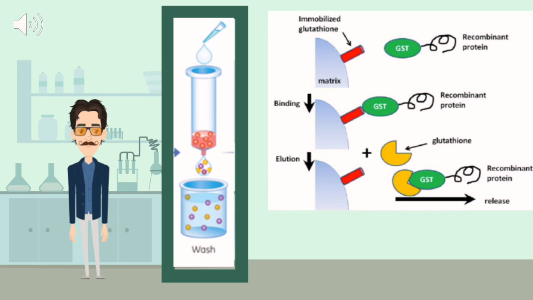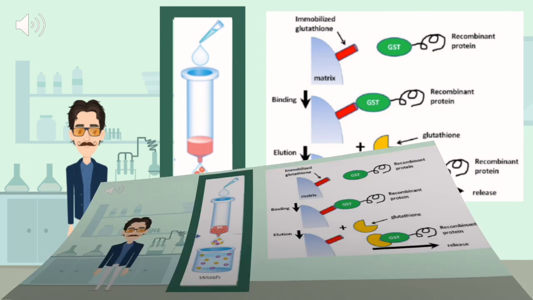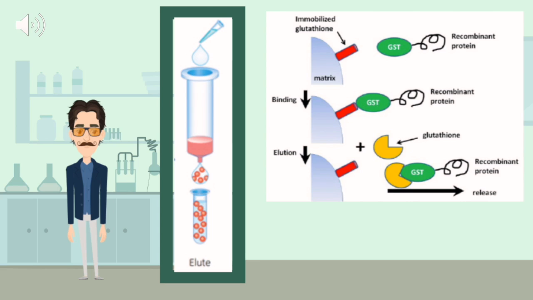Next, the column must be washed to remove any undesired unbound molecules to prevent contamination. Finally, the elution buffer is added, which contains excess reduced glutathione to remove and purify the GST-tagged proteins. The desired proteins will elute and can now be collected.